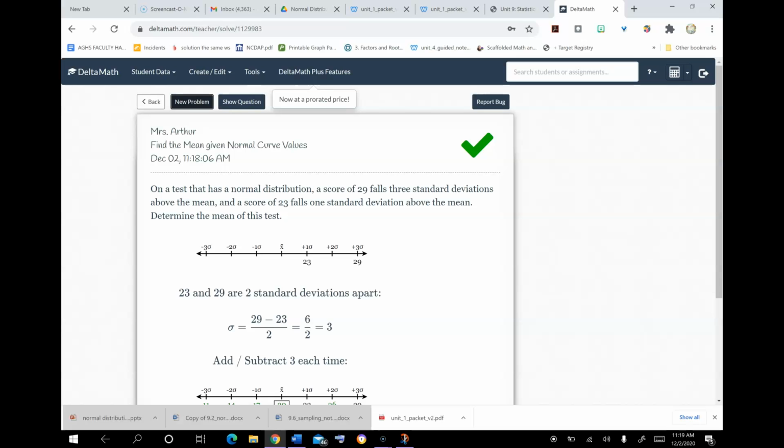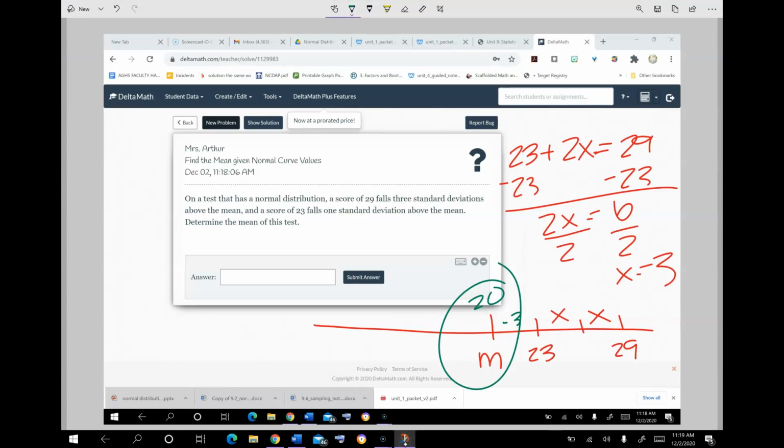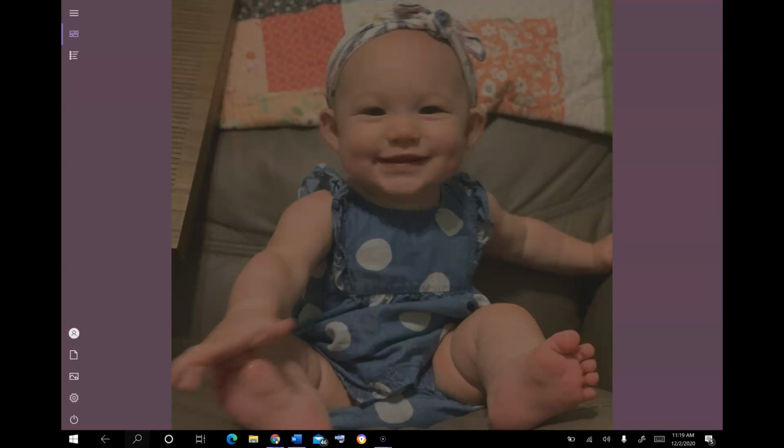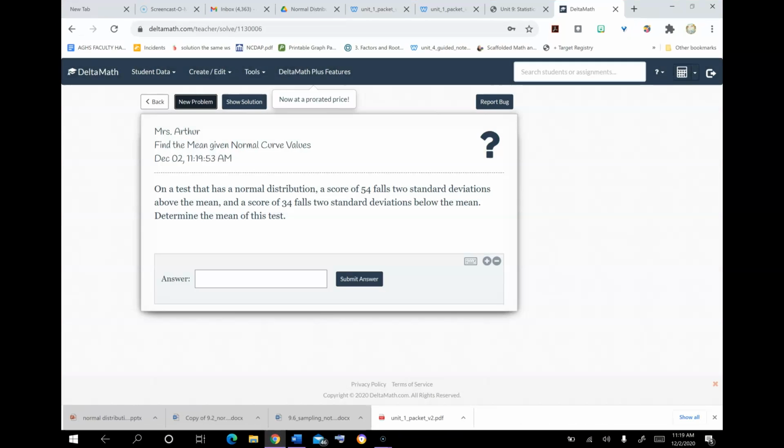All right, let's do one more. Close it, pull it back up. All right, oh Lord, have mercy. New problem. So last problem we're going to do together, okay? So we're going to snip it.